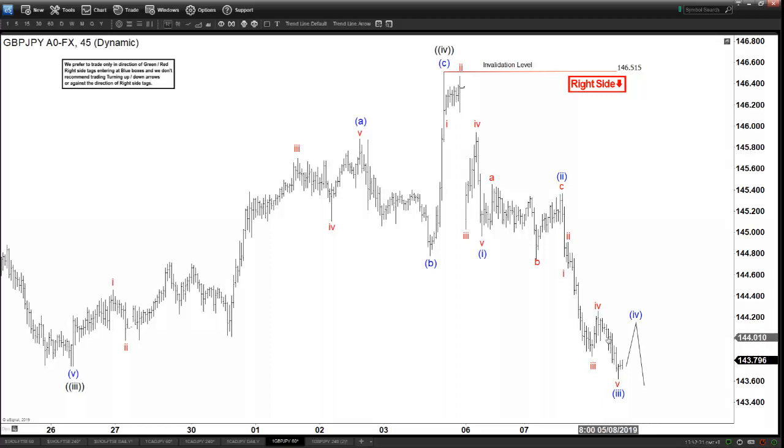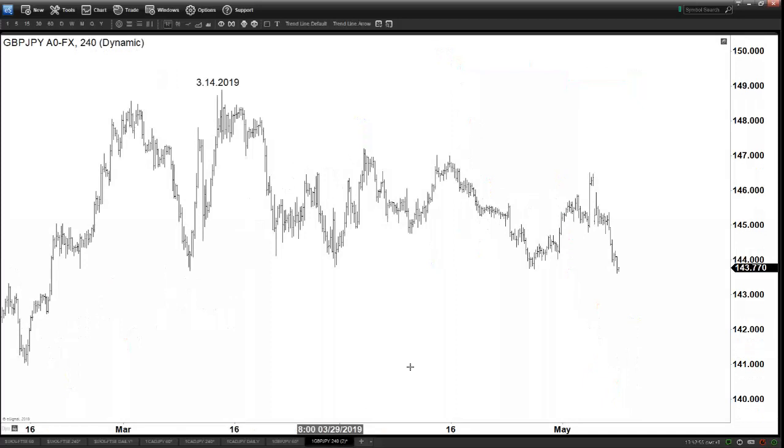So basically what that means is that we are still expecting the downside in the pound yen, and the pound therefore should fail in the sequence of 3 7 11 swing for the downside. As you can see, the right side tag is red in color, meaning that the favored direction is on the downside.